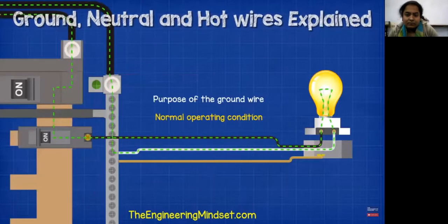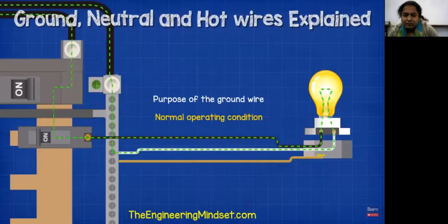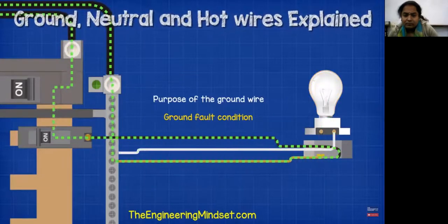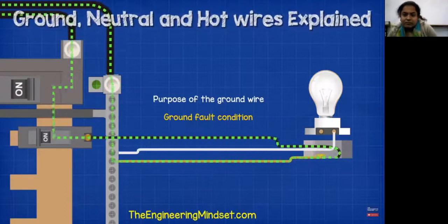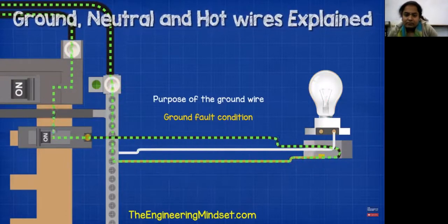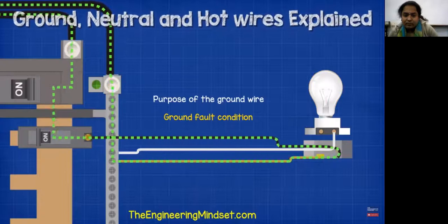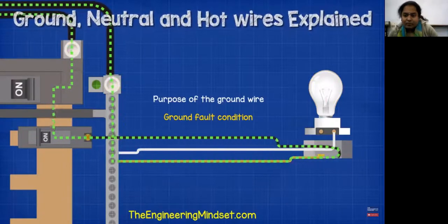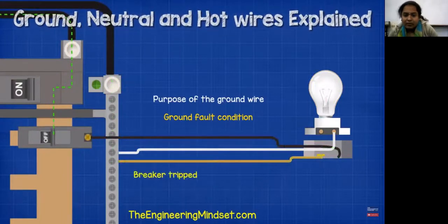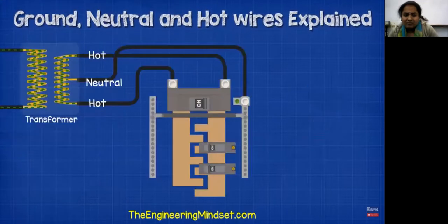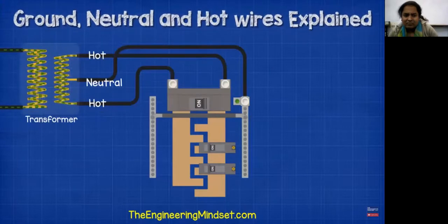Coming back to the house, the electricity flows through the hot wire and into the light and then back through the neutral. But if the hot touches the metal casing, then it will instead flow through the ground wire, back to the panel, through the bus bar, and then back to the transformer via the neutral wire. The ground wire has a very low resistance, so it causes a huge and instantaneous increase in current, which will trip the breaker.